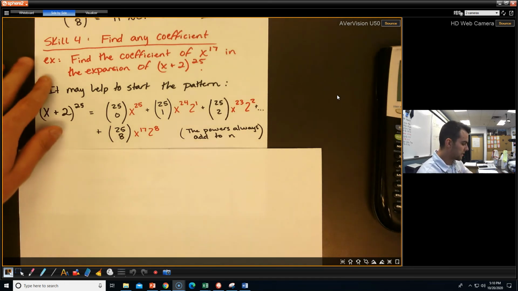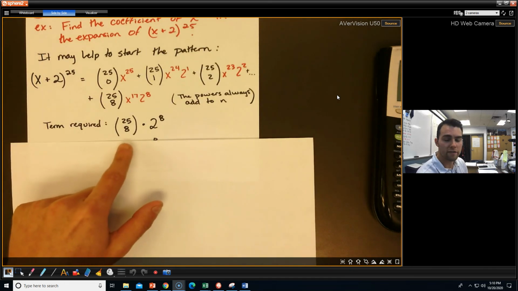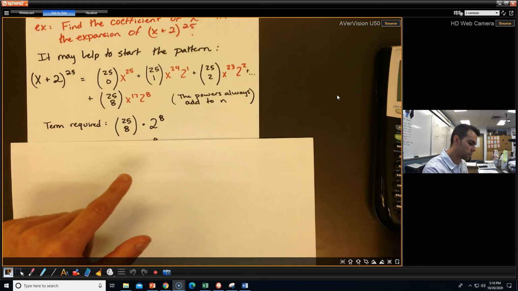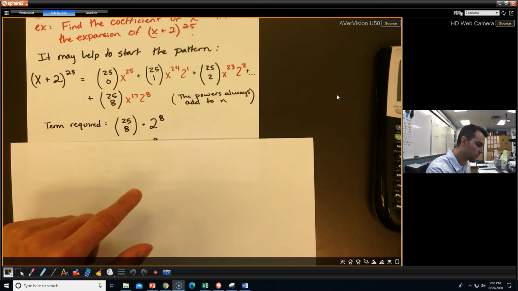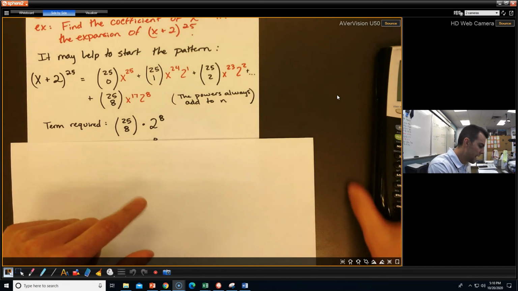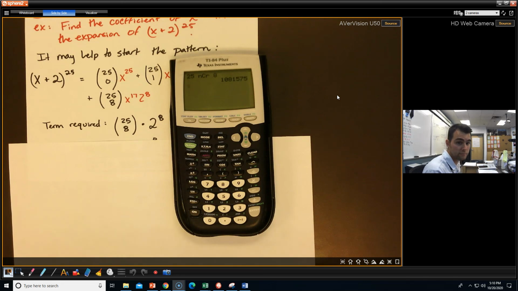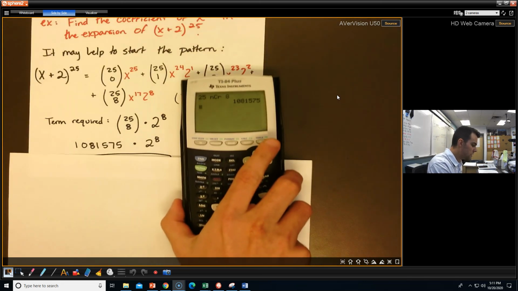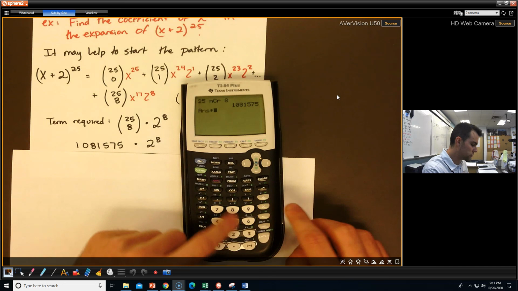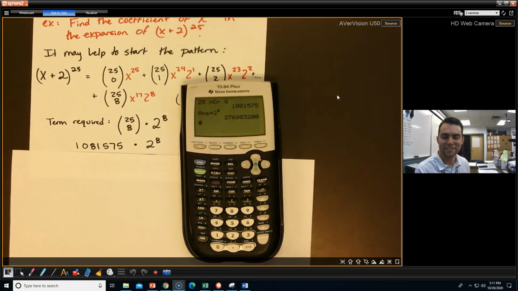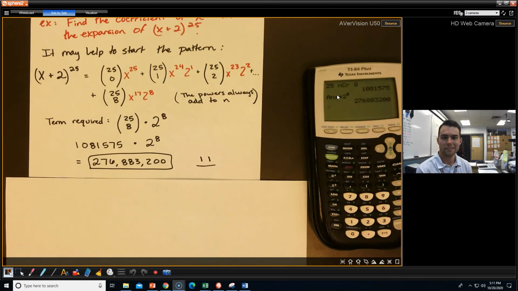So now in my calculator, I'm going to do 25 nCr 8. And then, after I get that number, which is a pretty big number, 1,081,575, I am now going to multiply that by 2 to the 8th power, and there is the coefficient for the x to the 17th power term. This would have taken forever if we tried to do it the long way, right? So kind of crazy stuff, okay?